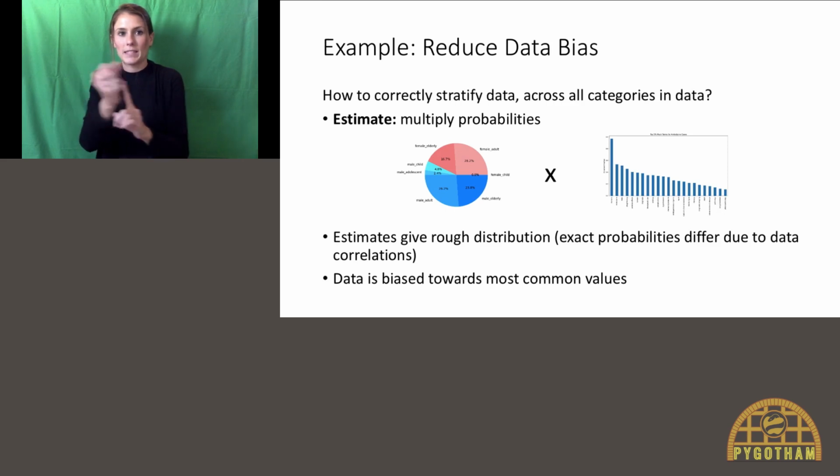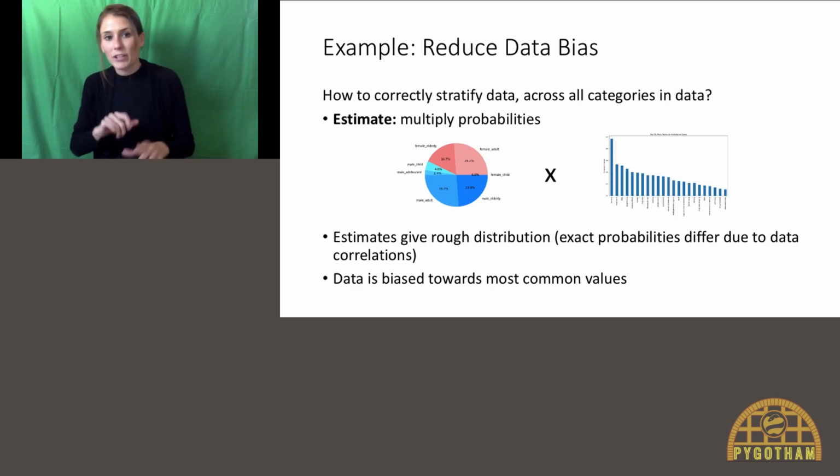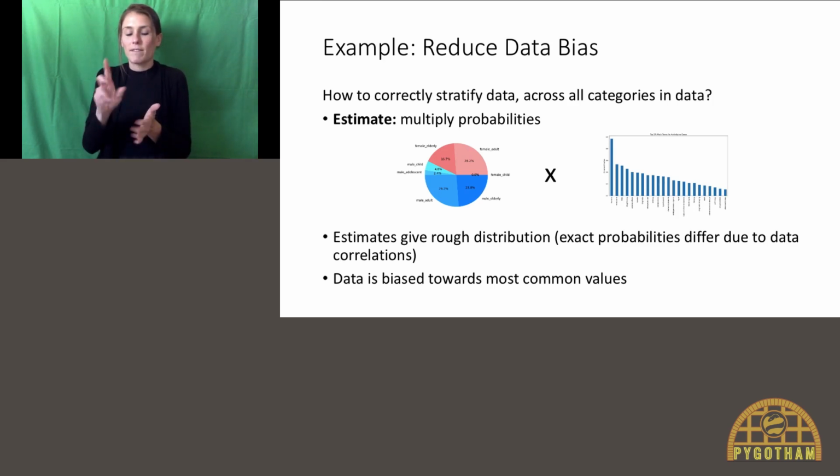So how would we correctly stratify the data? Well, we can estimate the categories by multiplying the probabilities of all the known data categories, say for patient sex, age, medical terms, etc. And these estimates would give a rough distribution of the probabilities, although the exact numbers would differ due to data correlations. And of course, the data will be biased towards the most common values.